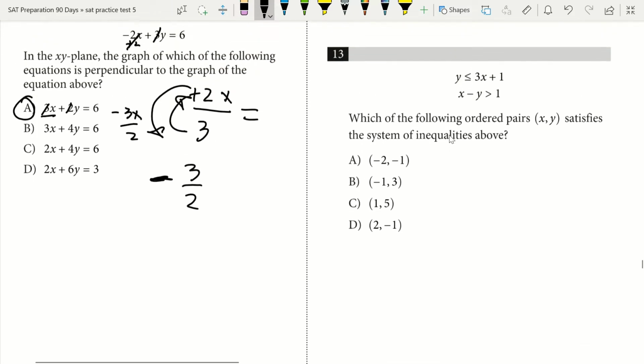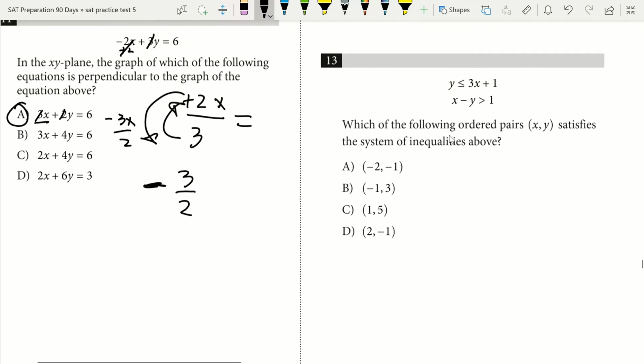Okay, next I've got 13. Which of the following ordered pairs x, y satisfies the system of inequalities above? Okay, so right here, I see that x minus y has to be greater than 1. If x minus y has to be greater than 1, then x has to be greater than y. I see that in A, x is less than y, so that's wrong. In B, y is greater than x, so that's wrong. C, y is greater than x, so that's wrong. Option D, x is greater than y, so that's my only possible correct answer. So D is going to be my answer for 13.